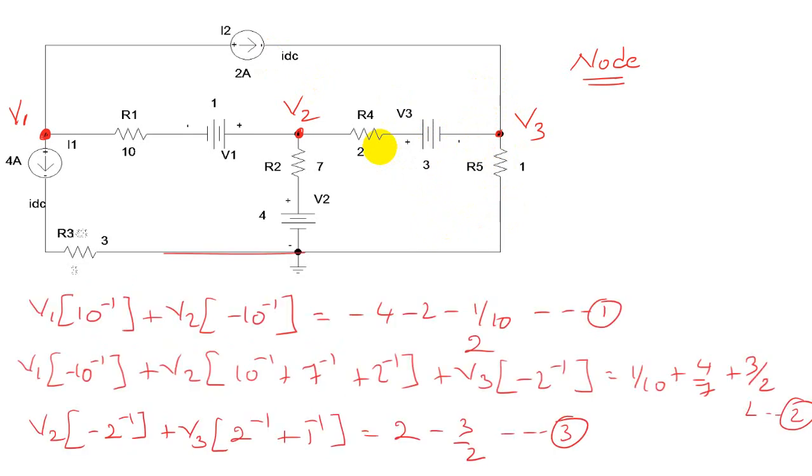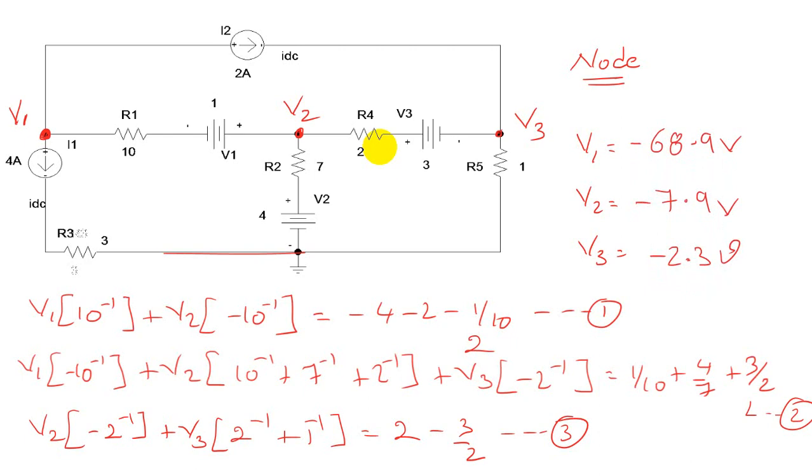When you substitute all three equations in your simultaneous equations and solve, you get the answers for V1, V2 and V3. I want you to substitute, write down your answers, and then resume and check whether they are right or wrong. The answers for V1, V2, V3 are minus 68.9, minus 7.9 and minus 2.3 volts.